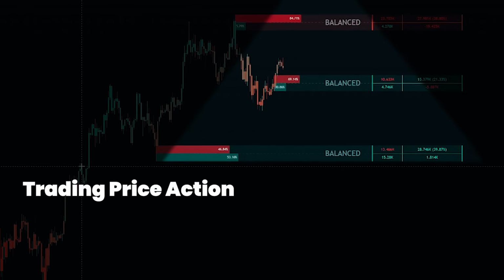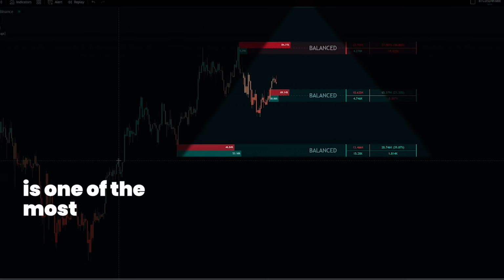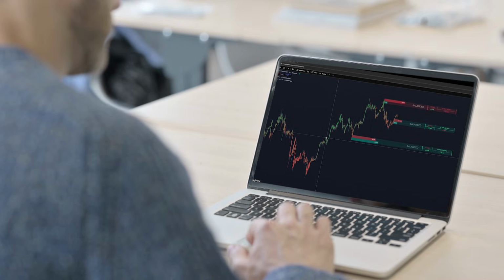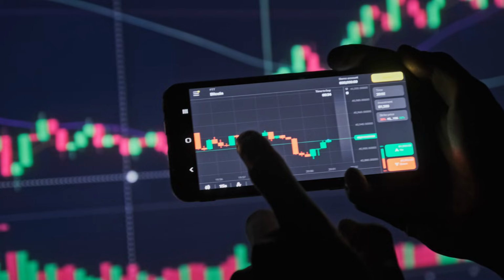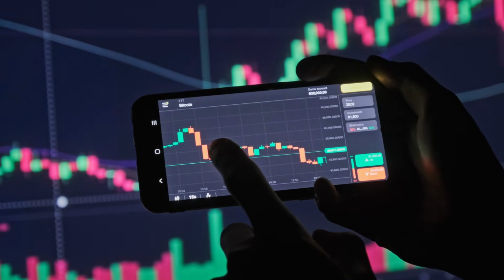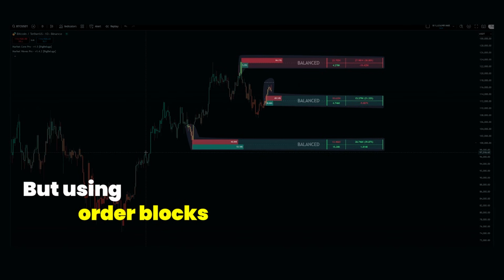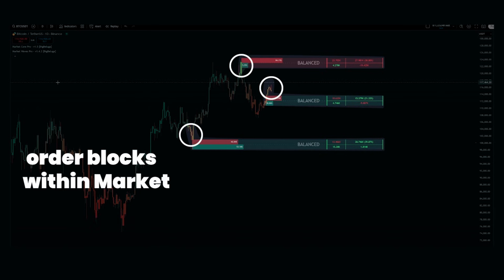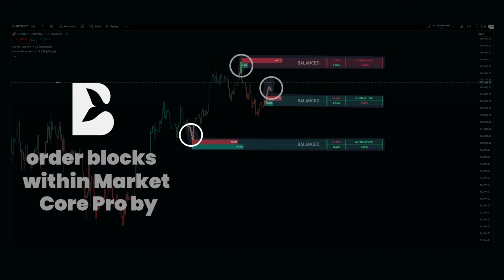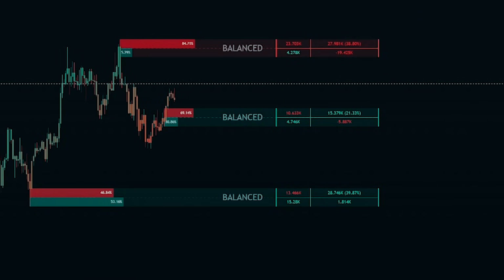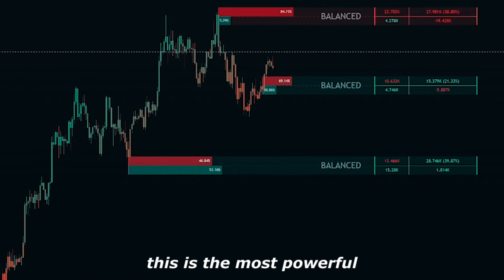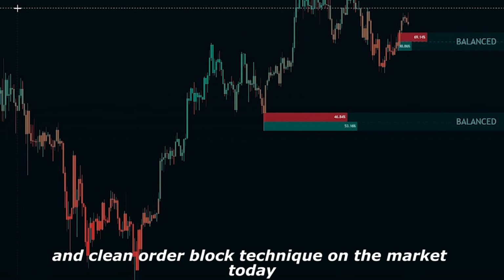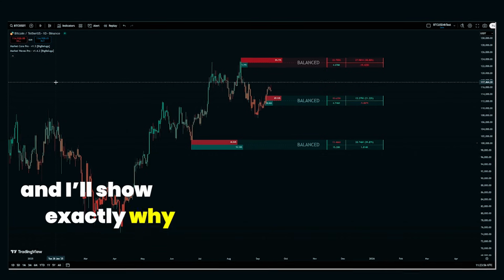Trading price action and using order blocks is one of the most powerful approaches to simplifying the market and simplifying your trading. Signals and trend following tools are great, but using order blocks can really help you pinpoint entries. And using the order blocks within Market Core Pro by BigBeluga gives you a real edge over other indicators. This is the most powerful and clean order block technique on the market today, and I'll show you exactly why.